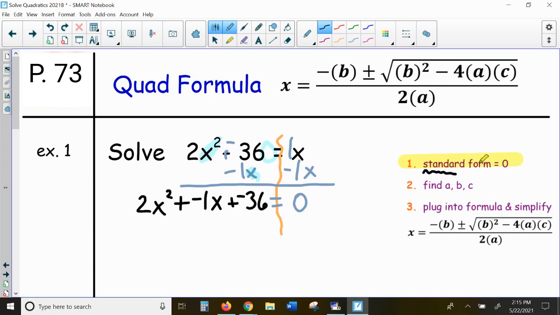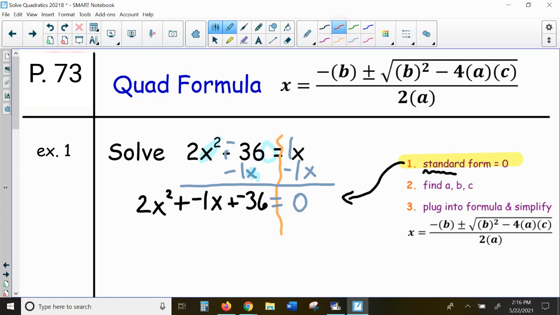Okay, so I have standard form equals 0 now. You might want to, in your notes, put a little arrow. Done with that, check. Standard form equals 0. That was my first step, taken care of. Number 2.